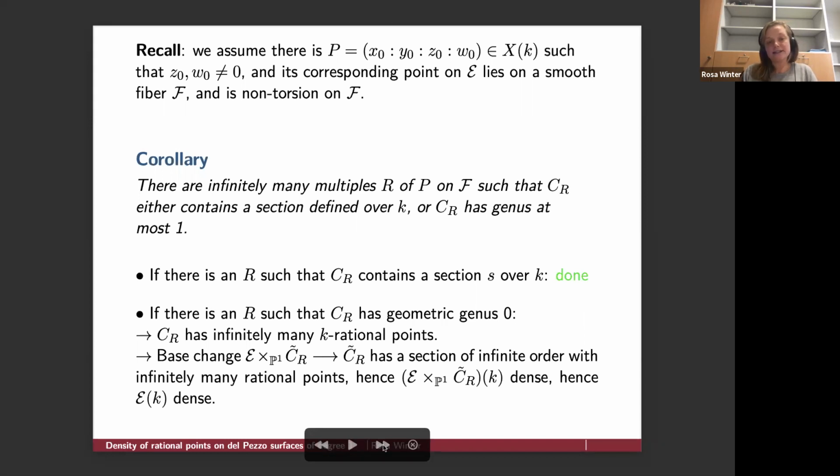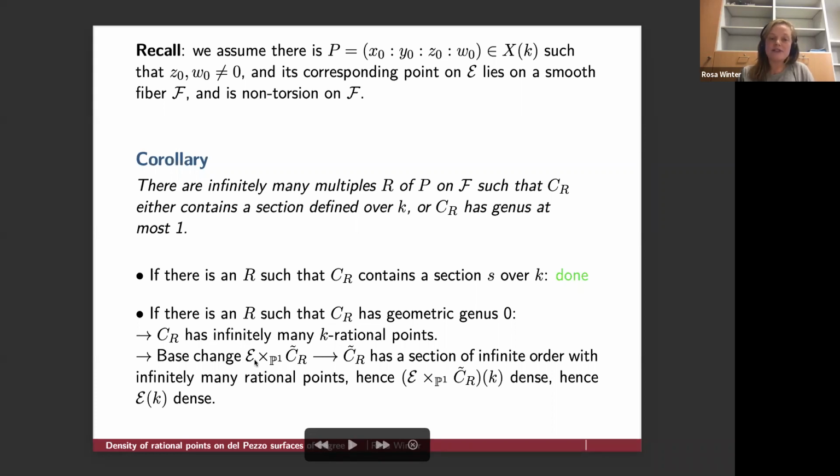Okay, in the second case, if there is an R such that this 3-section has geometric genus 0, well then this 3-section has infinitely many K-rational points, because we always have this unique third point of intersection on the fiber. So it is a curve of genus 0 with a rational point. And therefore it has infinitely many rational points.